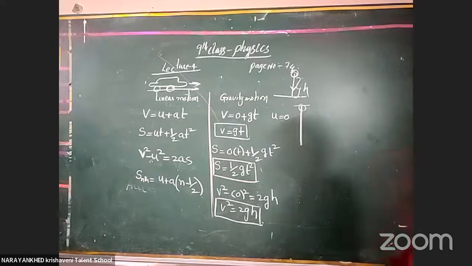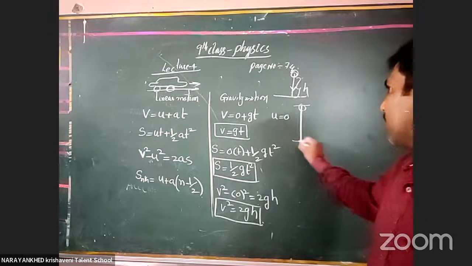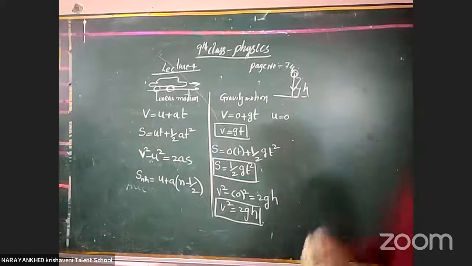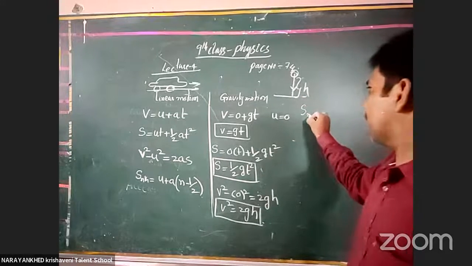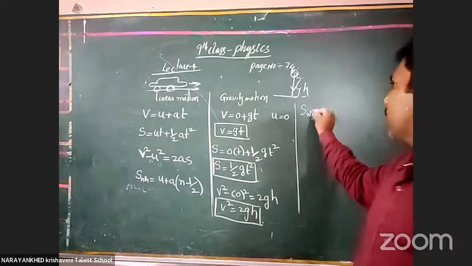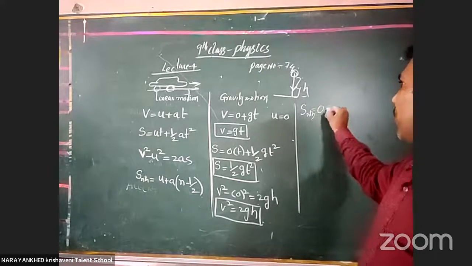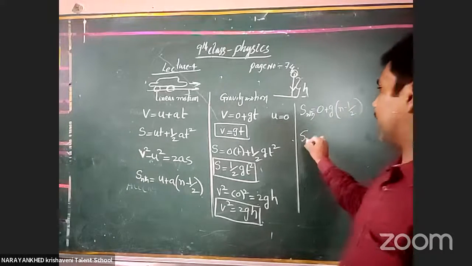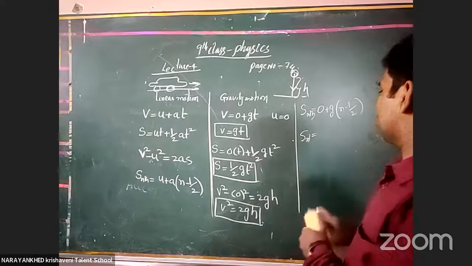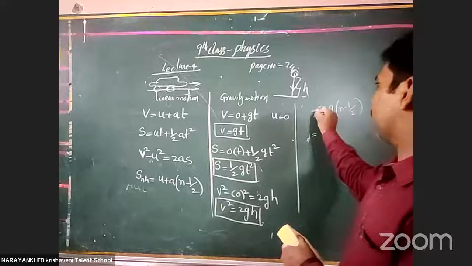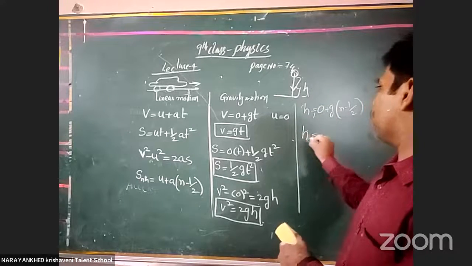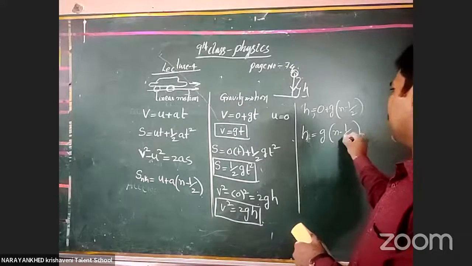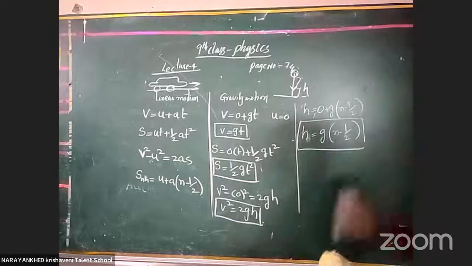Got it or not? Now, the last one changes as s_n is equal to 0 plus g into (2n minus 1) by 2. s_n is nothing but h, the height of the body. It is equal to g into (2n minus 1) by 2. These are the formulas.